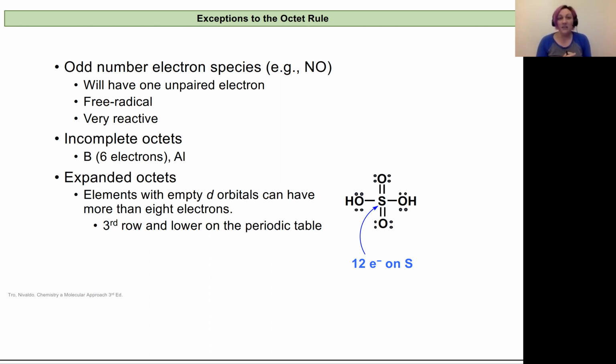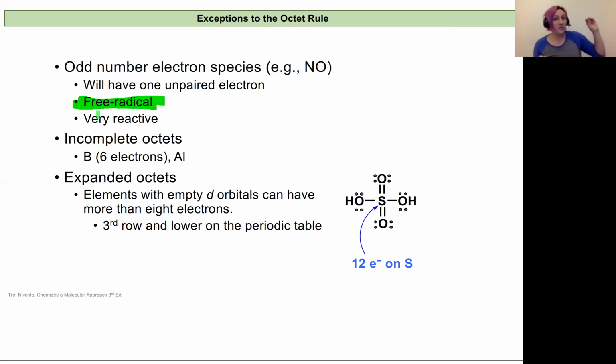First of all, odd number electron species. So things like nitrogen and oxygen bonded together. These are typically going to have one unpaired electron, and they will be a free radical. They are super reactive. And if you're interested in the reactivity of free radicals, there is a wealth of information out there about how free radicals act in your body. You have all these systems to help prevent damage by free radicals because they'll start reacting with DNA and stuff like that.